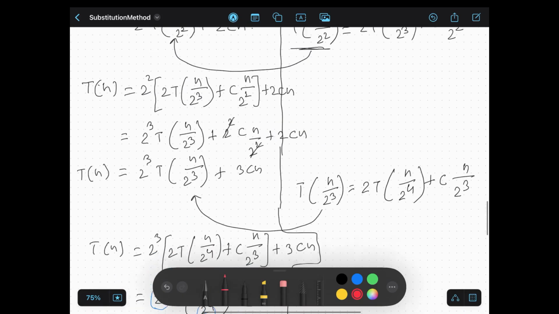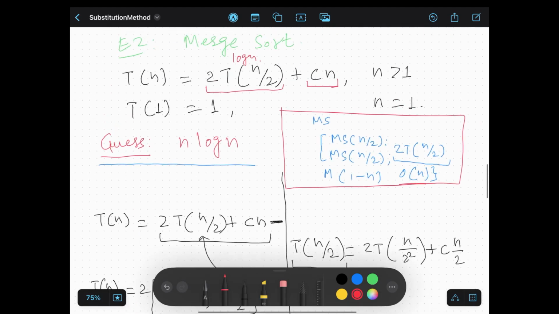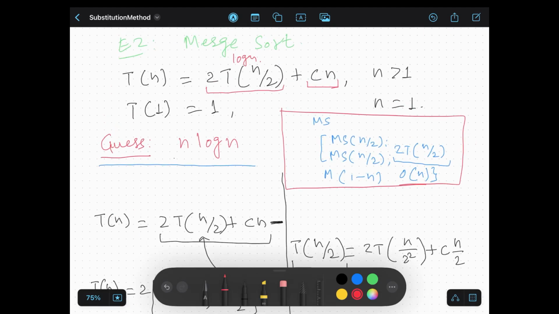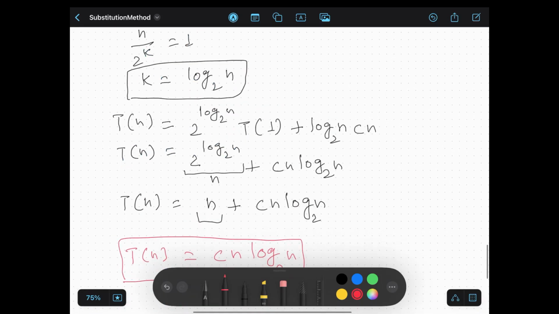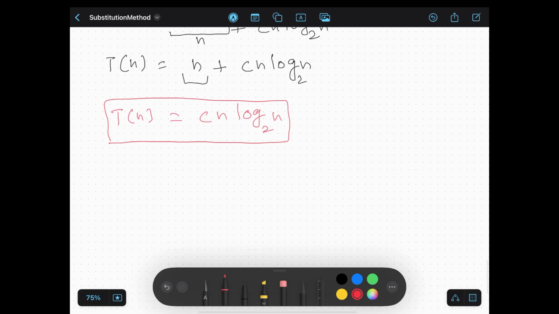What did we guess in the beginning? Okay, we guessed something like this. We missed the constant. That's fine. And this seems to be a solution using the substitution method.